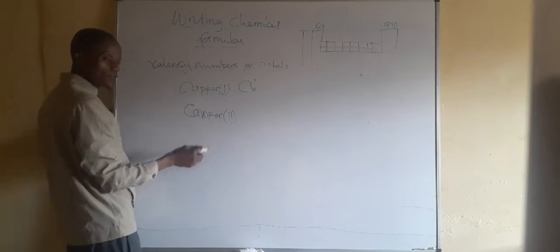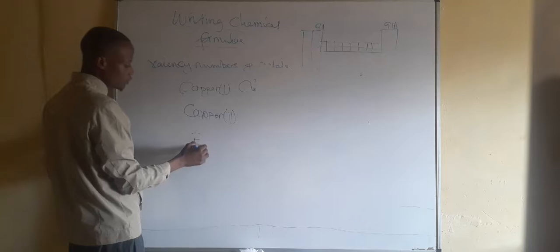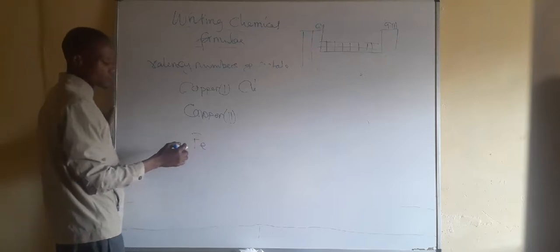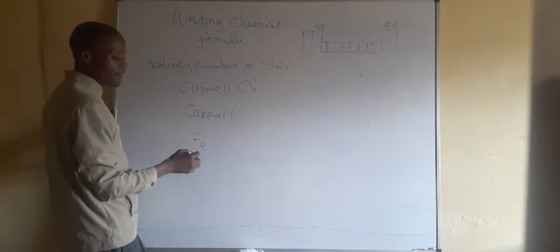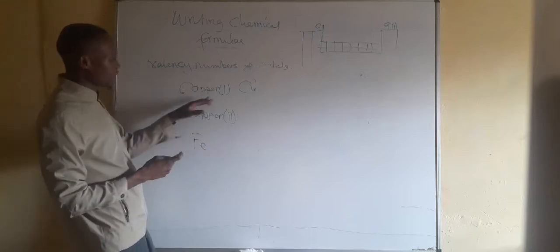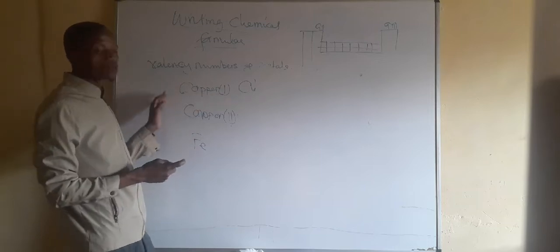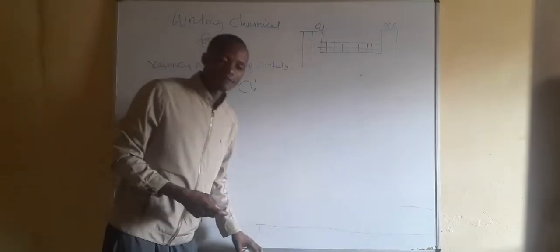It's not the only example. We also have iron 2, iron 3, iron 4. All these are also transition metals. They do not have specific valence numbers. They change. So it's clear. If they wanted to write a chemical formula involving the radicals, most of the time they will give you each valence number in brackets.